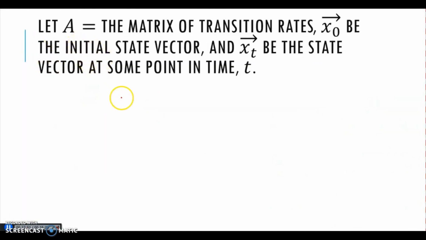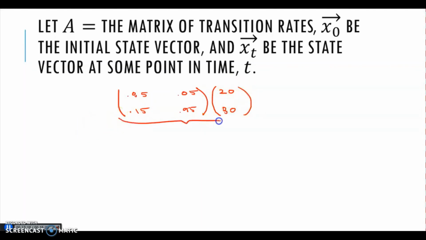Well, let's think about what takes place to get our next state from our current state. So in order to get the time 1 value, we had to take our 0.85, 0.05, 0.15, 0.95 matrix and multiply that by our current state, which was 20 and 80 for the number of rural and the number of urban. But that gave me the values at time equal to 1, right? That's going to be the 21, 79 vector.